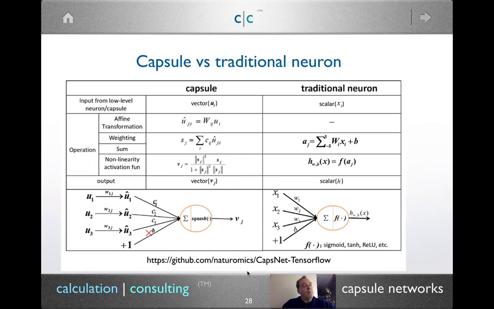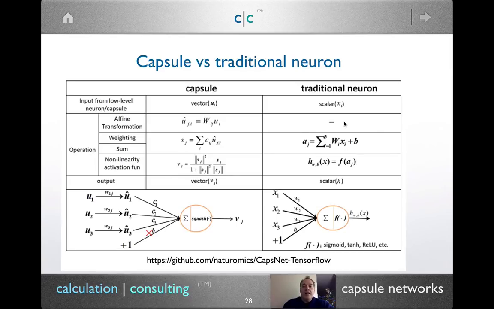So let me do a little comparison to give you an idea here. In a traditional network, we have an x and we get a scalar, and that's the input. In a capsule, we have a vector. We then can apply some transformations. We can apply an affine transformation: u hat j given i equals Wij times ui. We don't have that in traditional neurons. There are no affine transformations.